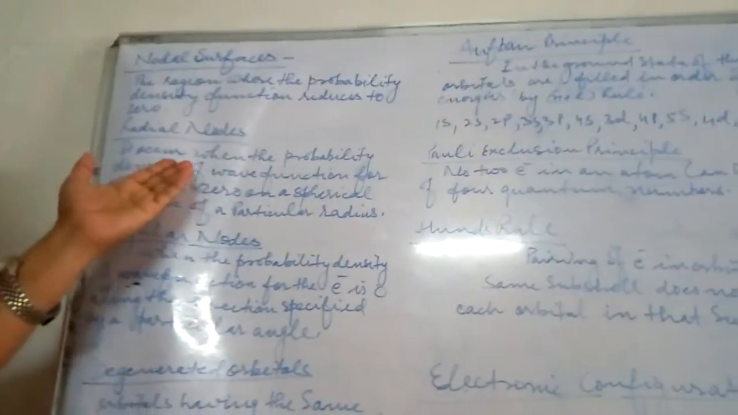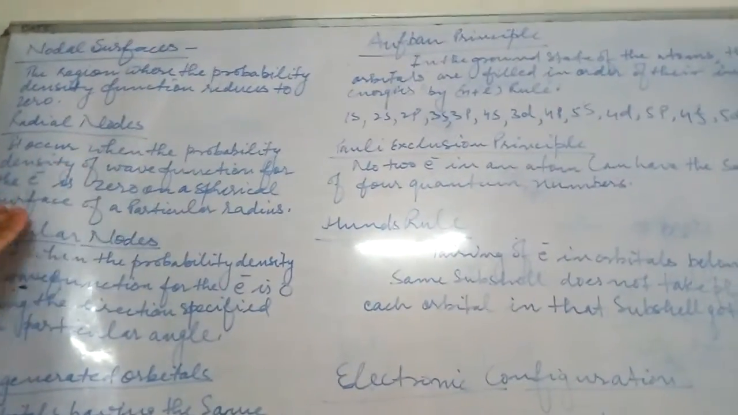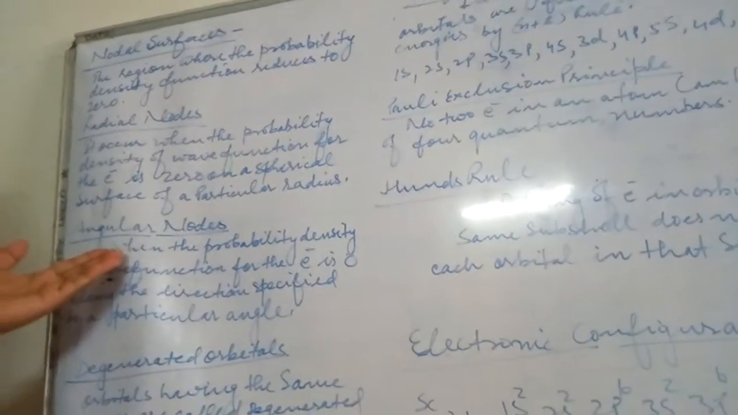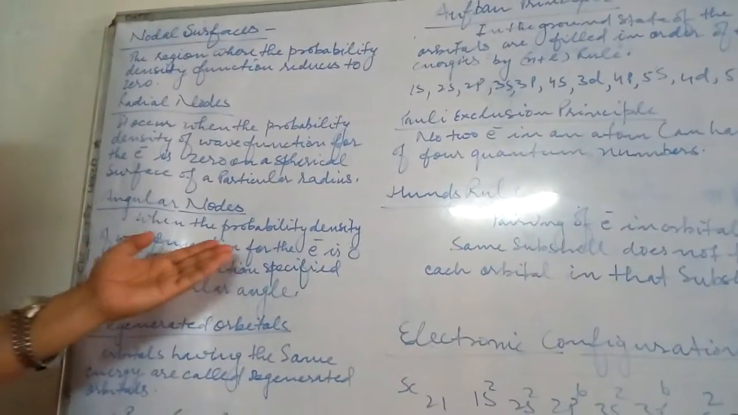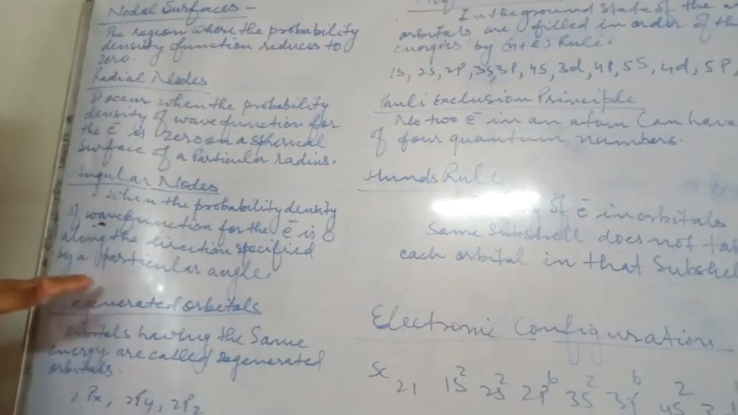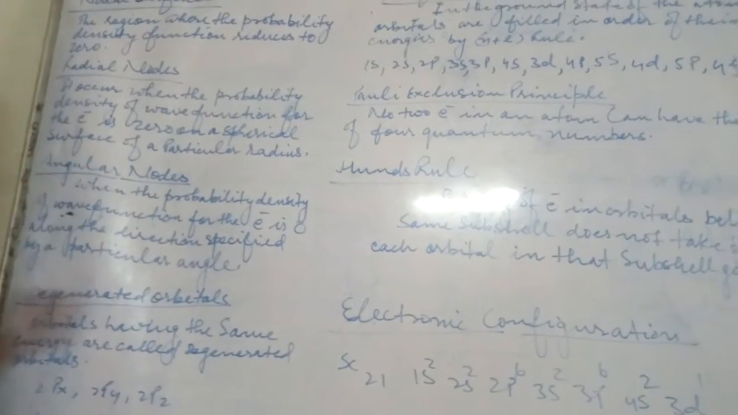Now radial nodes occur when the probability density of the wave function for the electron is 0 on a spherical surface of a particular radius. This is a radial node. Now the angular nodes: when the probability density of the wave function for the electron is 0 along the direction specified by a particular angle, this is considered an angular node.